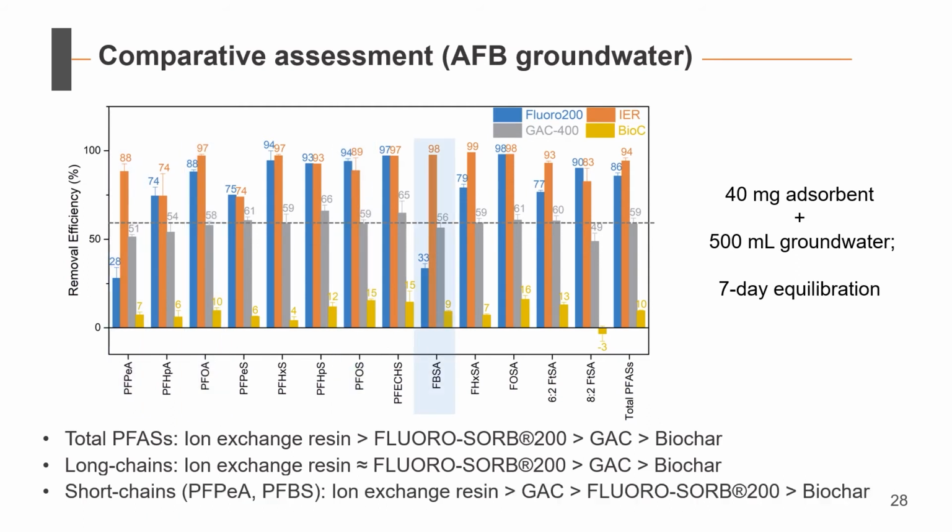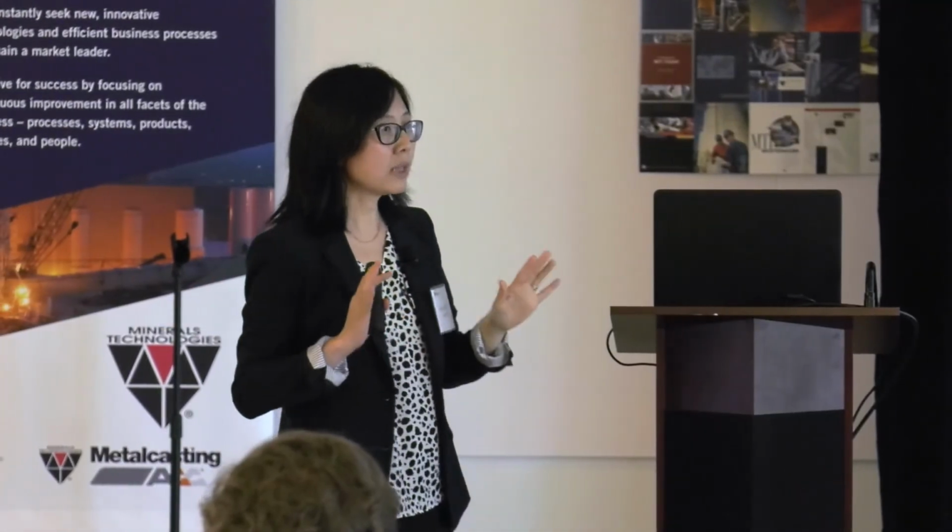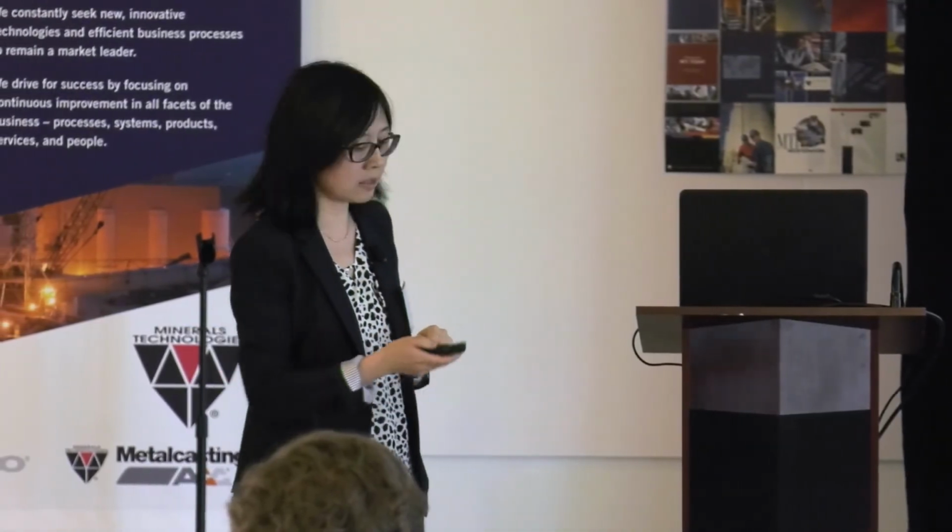And look at the short-chain ones. The short-chain ones, right, the blue one is a 5 carbon, and that's a 4 carbon one, the two ones. And you see ion exchange resin remains performing pretty well, followed by GAC and then FLUORO-SORB 200, and then biochar. But I think there's some later data from different tests showing that FLUORO-SORB also performed pretty decently for short-chain PFAS.